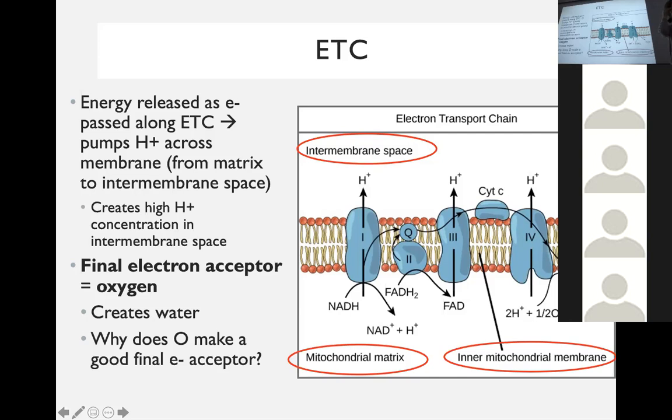Where are the hydrogen ions being pushed to? Oh, that's a good question. They're not in the mitochondrial matrix, which is the most central part of the mitochondria. They're being pushed to the intermembrane space, so in between the two membranes of the mitochondria. If you imagine the inner and the outer, right in between those. Yeah, good question.